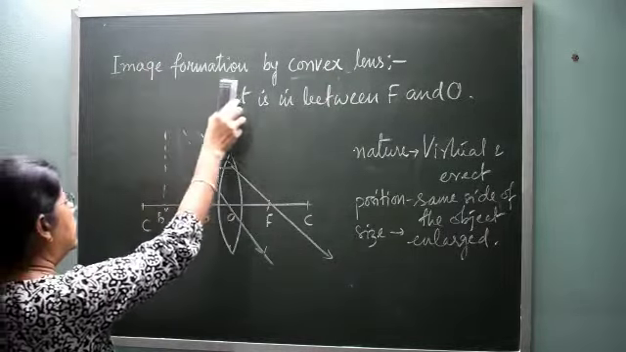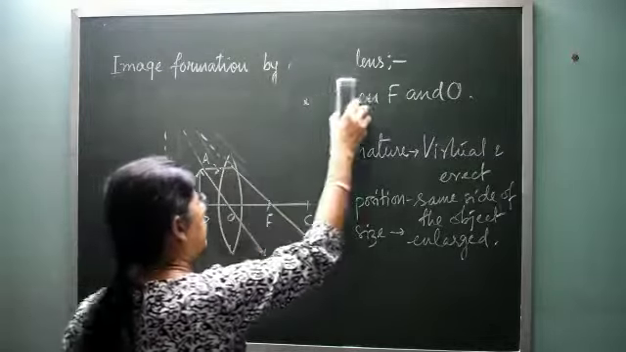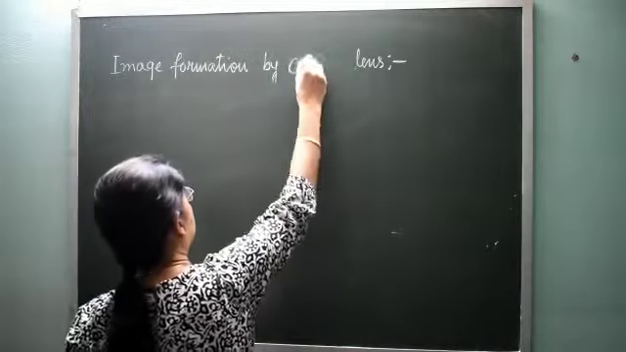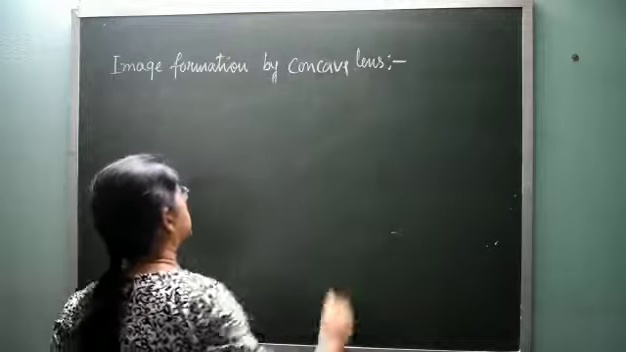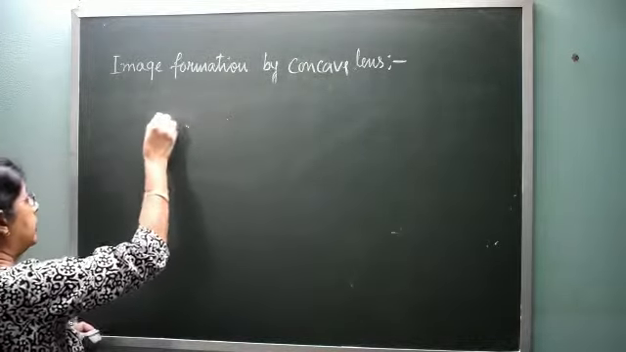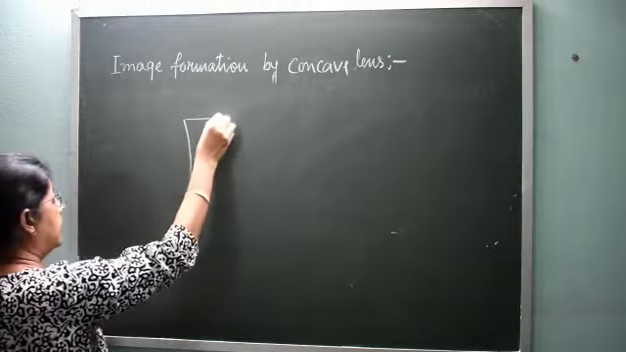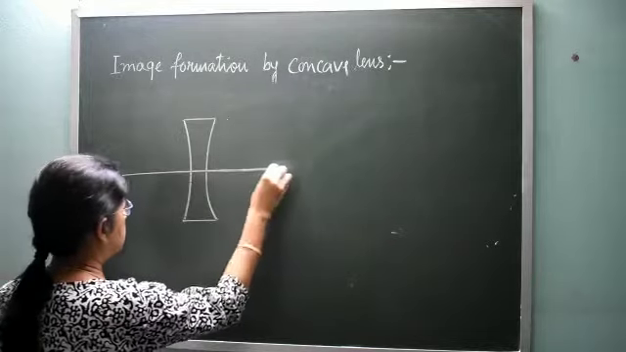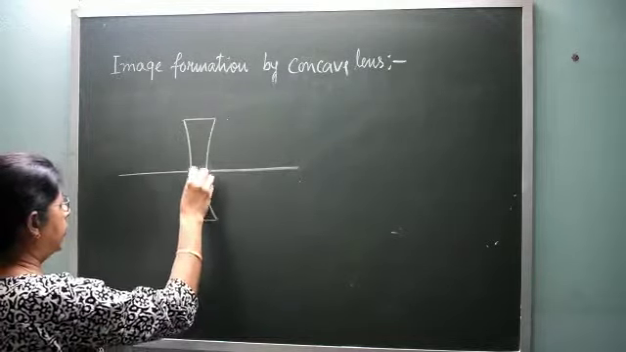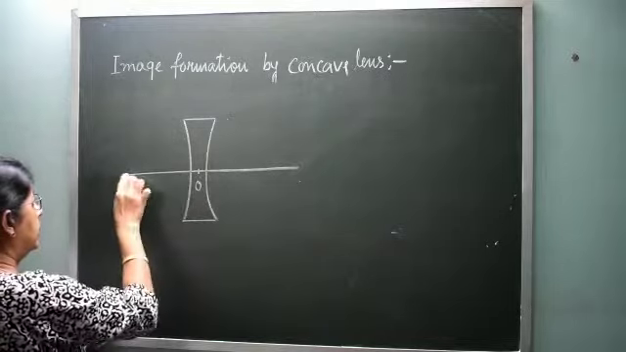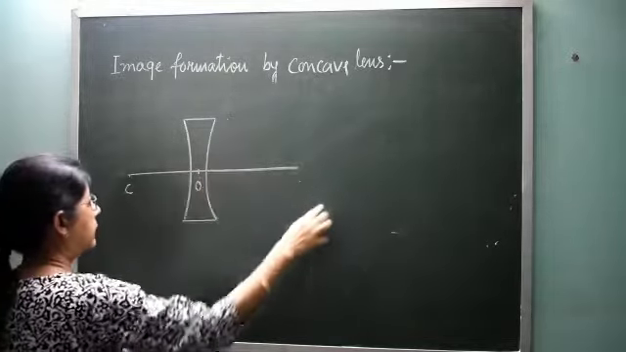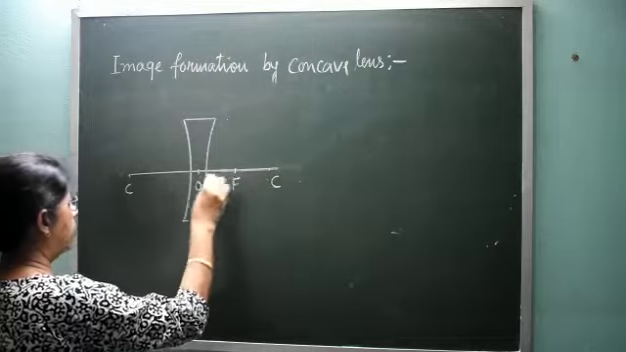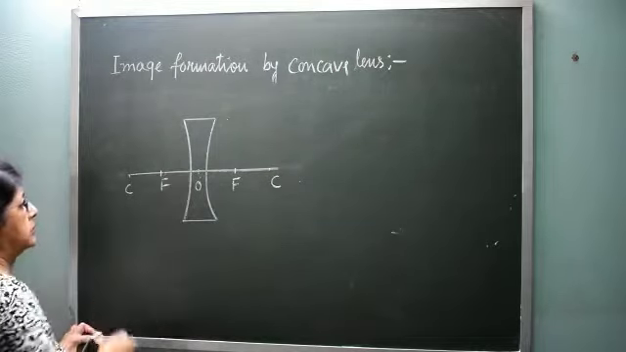Now next we are going to learn image formation by a concave lens. Like before, first we will see the rays used to get the image. So this is one concave lens. This will be the midpoint, the optical center. This will be one surface, accordingly locate C. Similarly for the second surface also we will locate C. And the midpoint of the radius of curvature will be the focus. Similarly this midpoint will be the focus.